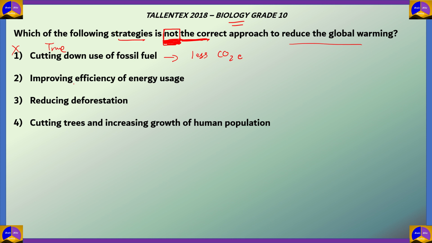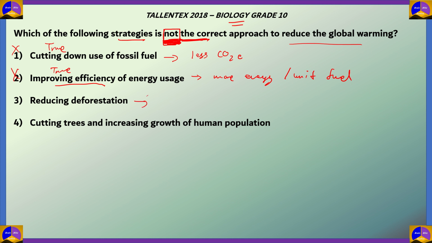What about option 2? Improving efficiency of energy usage. So that means you get more energy per unit fuel, which means technically you need less fuel to go the same distance or do the same work, which means less carbon dioxide emitted for the same amount of energy. So therefore, improving efficiency is also a correct approach, which makes the option incorrect.